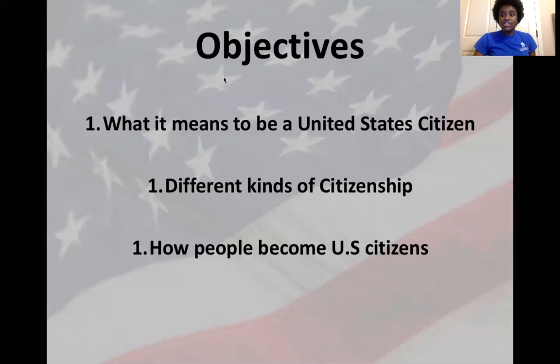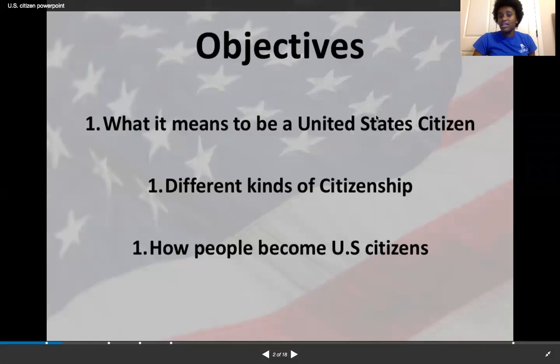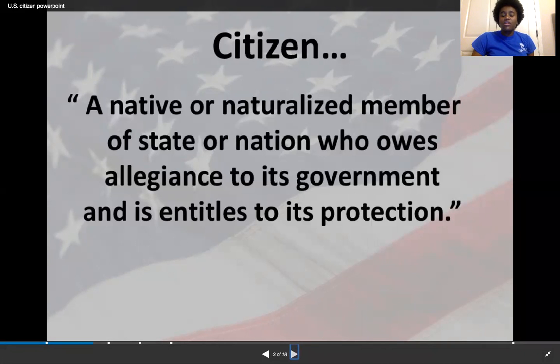So here are our objectives: what it means to be a U.S. or United States citizen, different kinds of citizenship, and how people become a U.S. citizen. So the definition, this is kind of a quote: a native or naturalized member of a state or nation who owes allegiance to its government and is entitled to its protection. So that's basically what sums up a citizen.